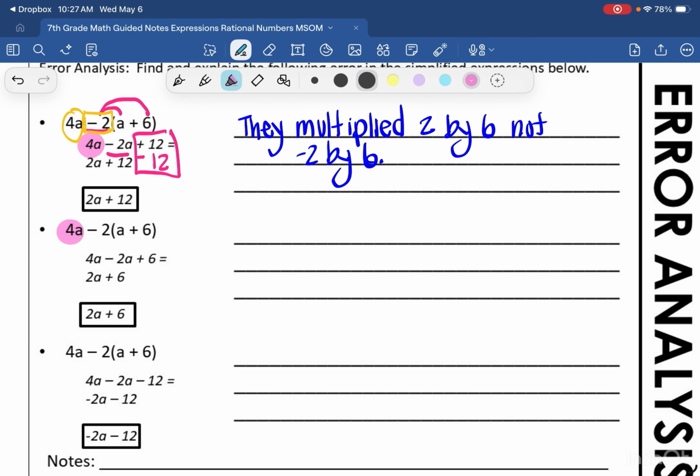We have 4a, which is what they have, and then we have the distributive property again, which is negative 2a, which is correct, and then they should have negative 2 times 6, which is a negative 12, and they have a plus 6. So in the previous example, they didn't distribute the negative, but this time they didn't even distribute the 2 at all to the 6. They only distributed it to the a.